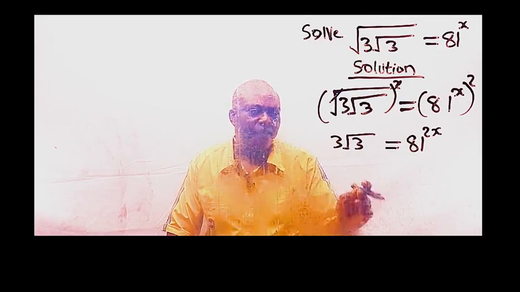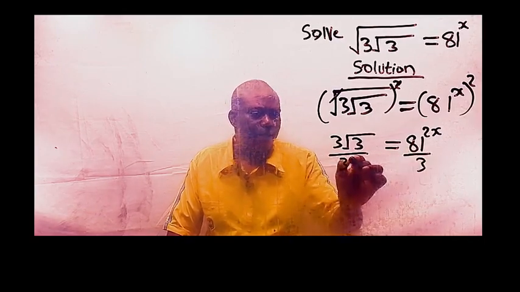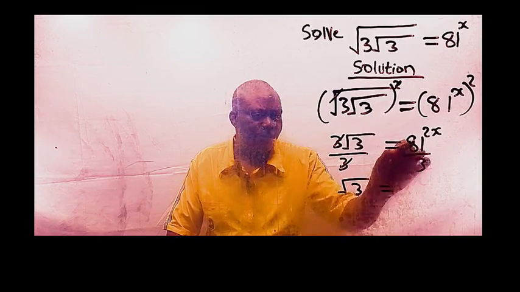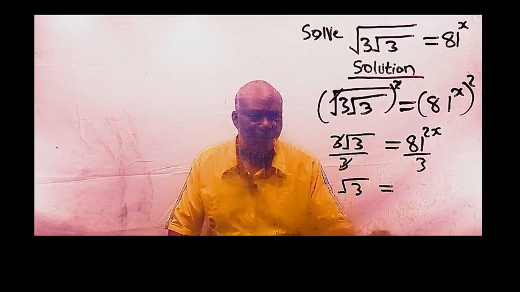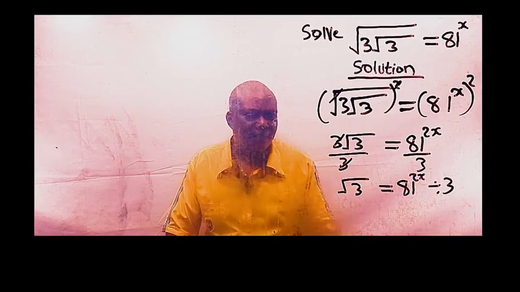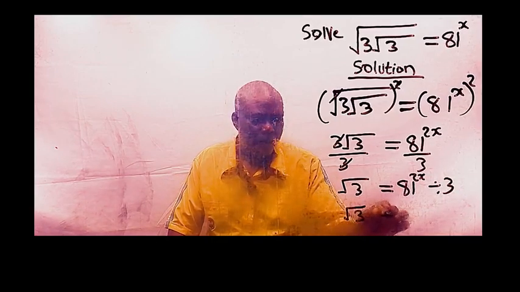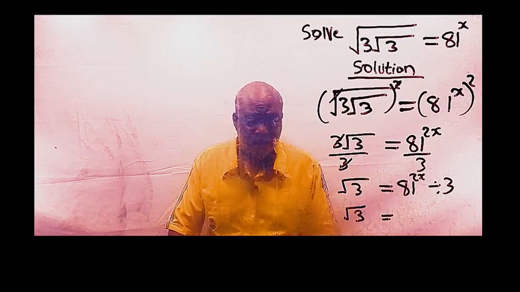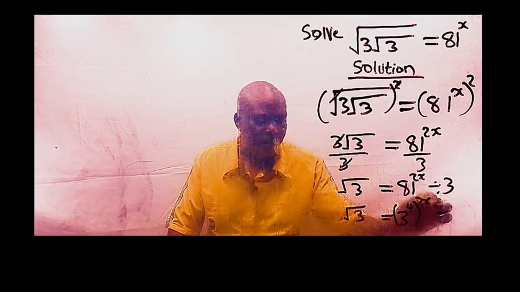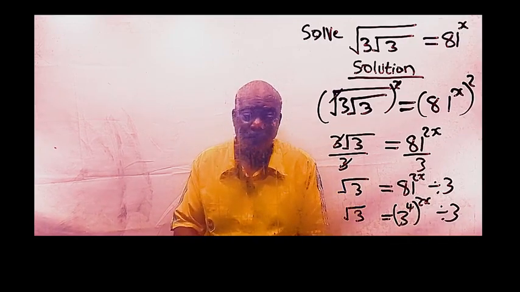So let's see now. We then need to square. What we do here, let us try and reduce this one. Divide both by 3, this and this. So root 3 will be equal to 81 divided by 3, which could be written as 81 to the power 2x divided by 3. Can you see it here? So root 3 equals this 81. We can break it into 3 to the power 4, to the power 2x divided by 3. Can you see how simpler it is becoming?